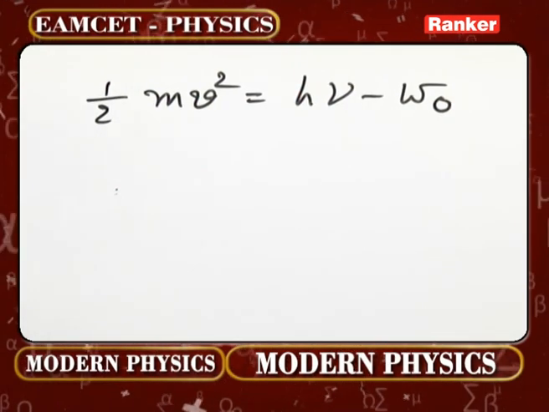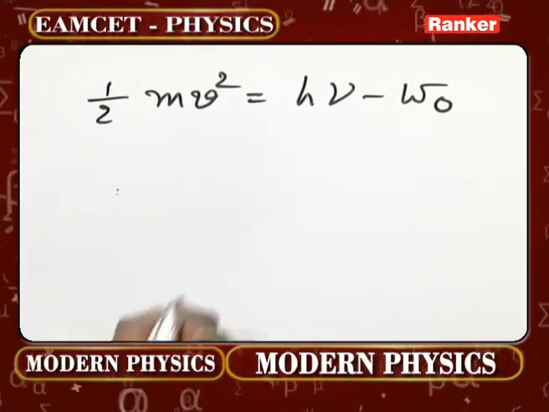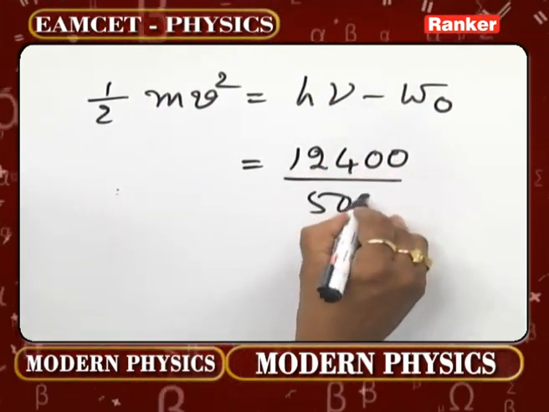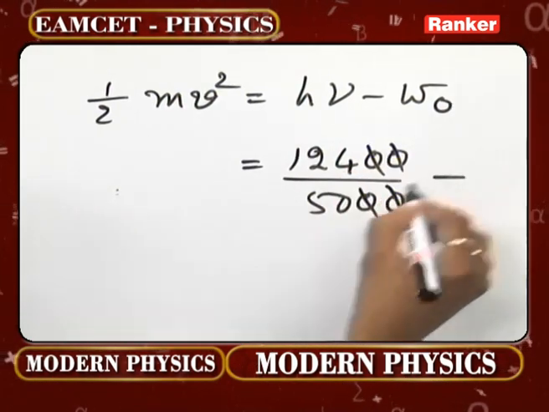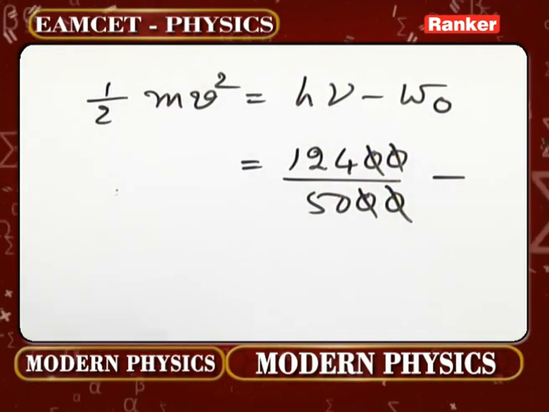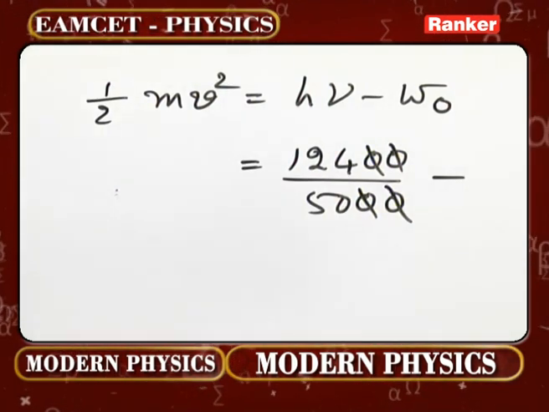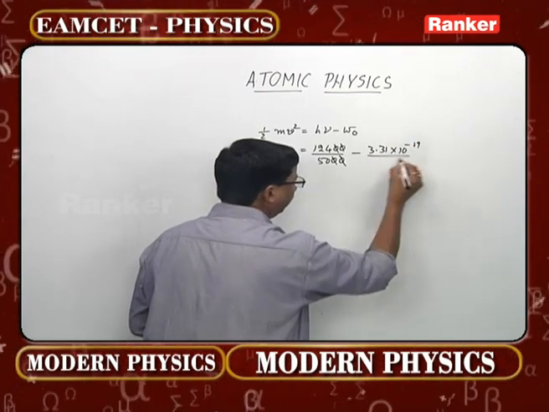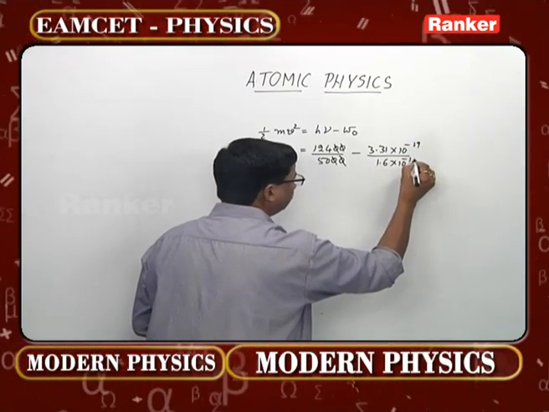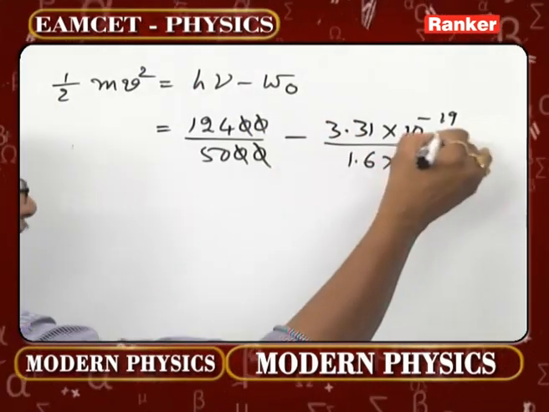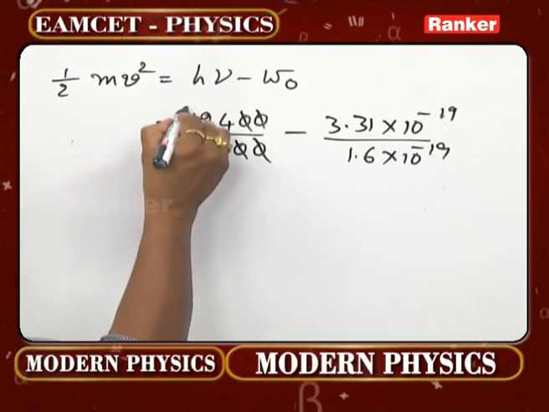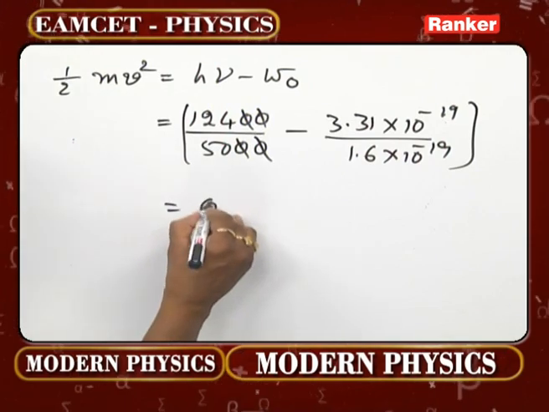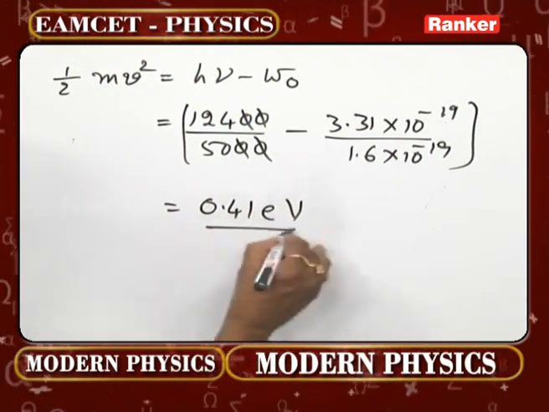What is h nu? Take 12,400 by 5000, the 2 zeros you can cancel. And the value of W naught given here is 3.31 into 10 power minus 19, divided by 1.6 into 10 power minus 19. I am converting this value into electron volt, so you will get the total answer in terms of electron volt. How much will you get? Near around 0.41 electron volt.